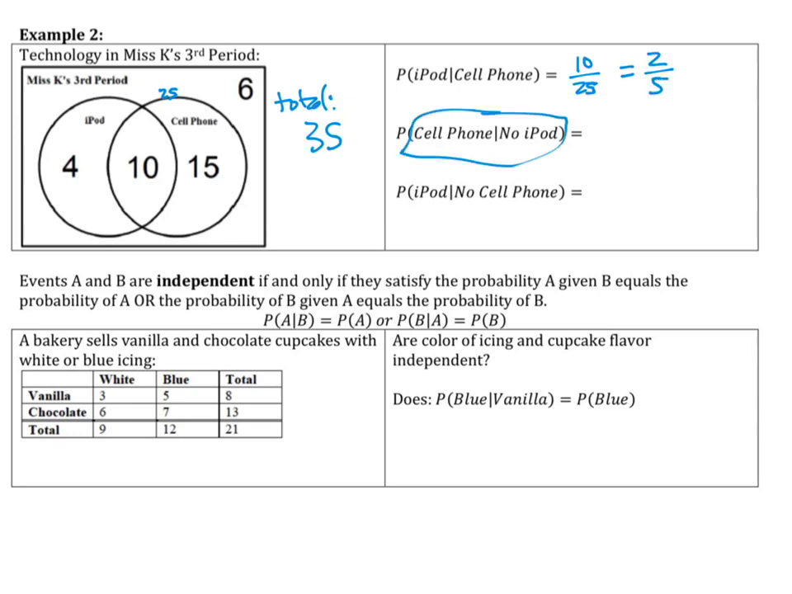Next one. What is the probability that they have a cell phone given they don't have an iPod? So you gotta look at the non-iPod people. That's these people here. You got 6 plus 15. That's gonna be 21 of them who don't have an iPod. And then you have to figure out what portion of those have a cell phone. Well, there's 15. And voila, we have our lovely little probability there. And you can reduce that. Those both are divisible by 3. So you get 5/7. So we're doing pretty good here.